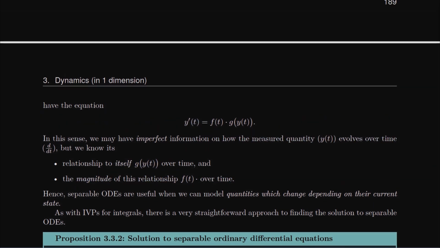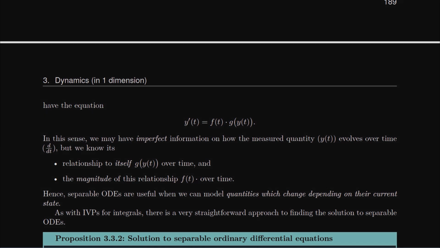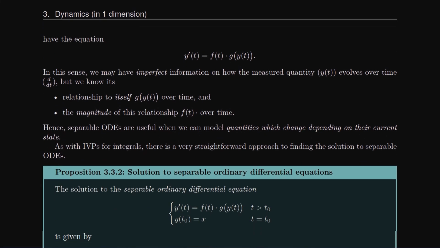But that's a weaker assumption than knowing perfect information. If I just write it like this, F here is just perfect information on the change of the quantity, which is a really strong assumption to make. We normally don't have that strong of an assumption. So this is very slightly weaker. We still need to know how the quantity is related to itself through G, as well as the magnitude of that relationship. But we'll see situations today that describe cases when we can relate a quantity to itself, as well as the magnitude, which evolves over time.